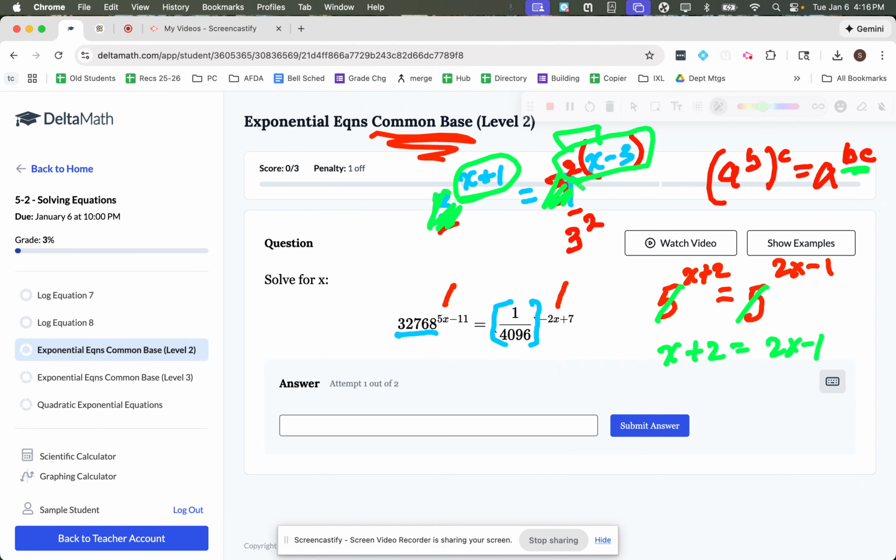Okay, this is crazy. The one twist here is 4096 is in the denominator of a fraction. All that means is when we find the base that's common between them, this one will have a negative exponent, because negative exponents push things into the denominator. So 4096, there's a base and there's an exponent that'll get you to that. And it's just got to be negative after you've done it.